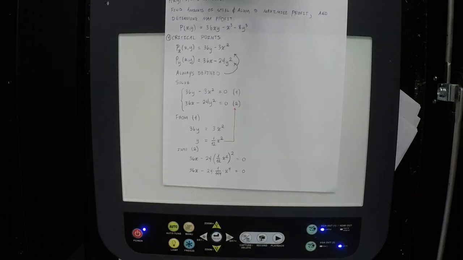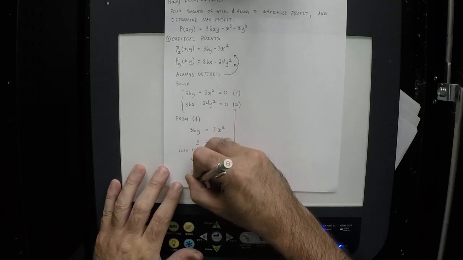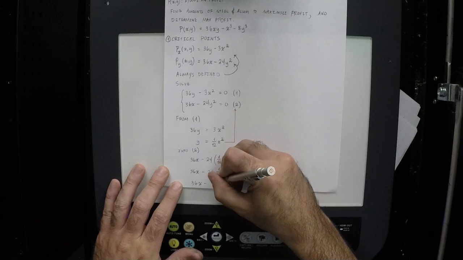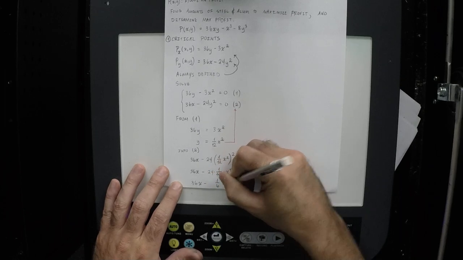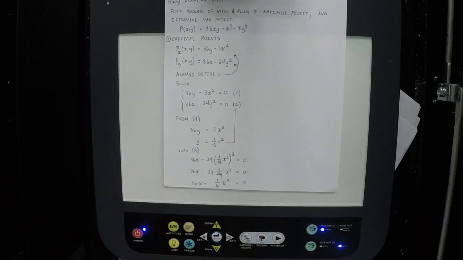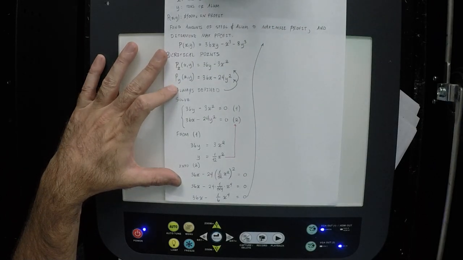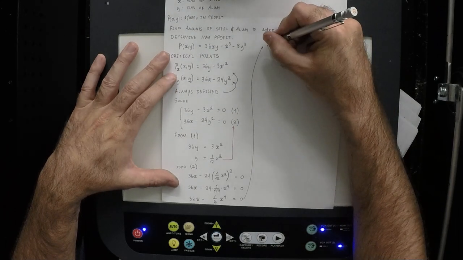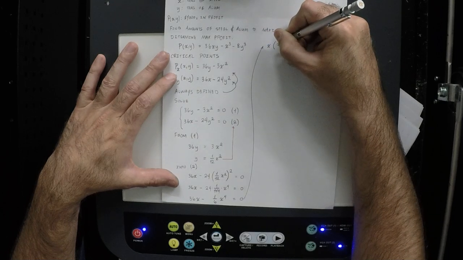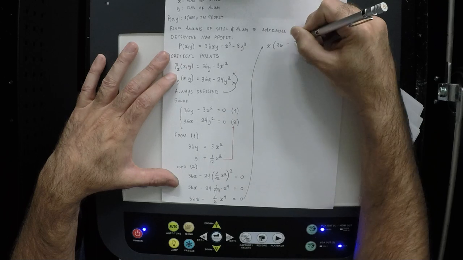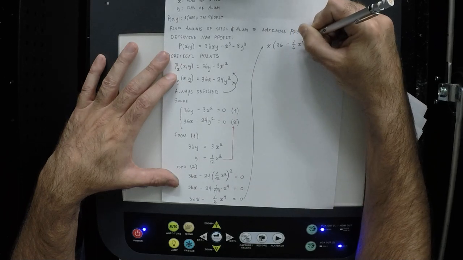Okay, now how does 24 over 144 cancel? Is it really? No, it is. That's nice. 36x minus 1/6 x to the 4 equals 0. Okay, now what? Well, we could factor out an x, right? So we'd get x multiplied by 36 minus 1/6 x cubed.